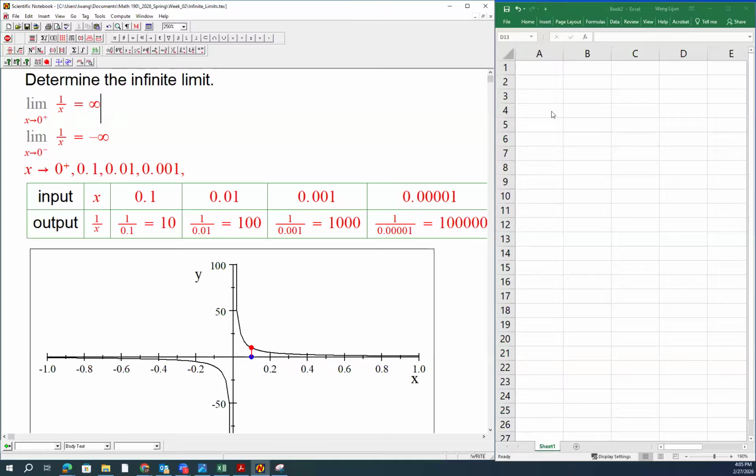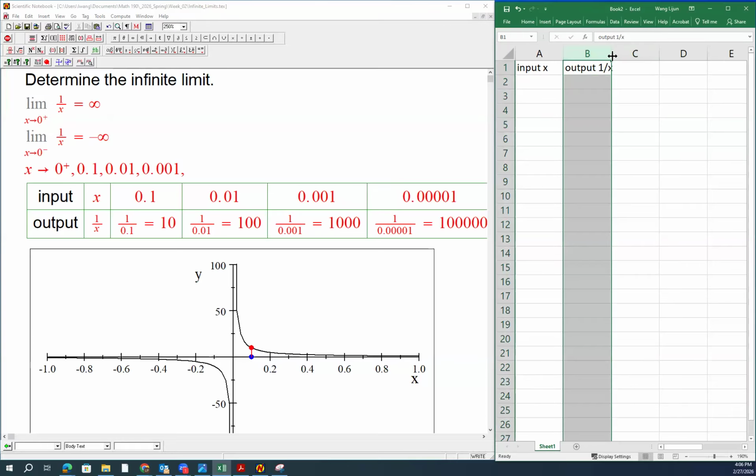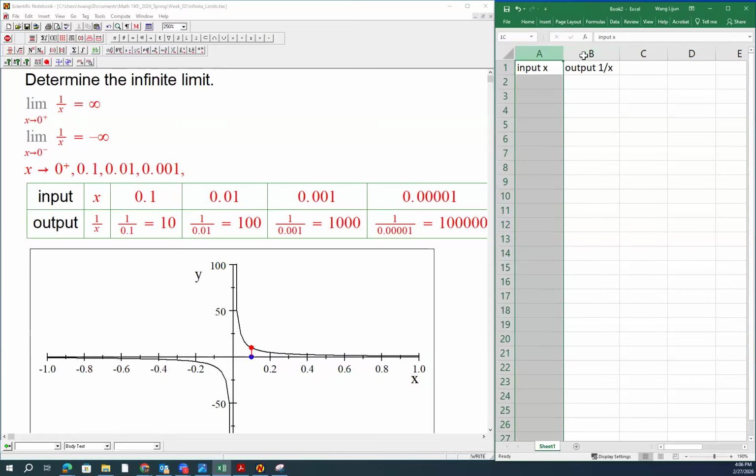So we have this table, but I also prepared an Excel worksheet on the other side, right? So the input and that one will be the output. The input, of course, is x, and the output would be 1 over x. Okay, so we're going to see a change when x is approaching 0 from larger than 0.